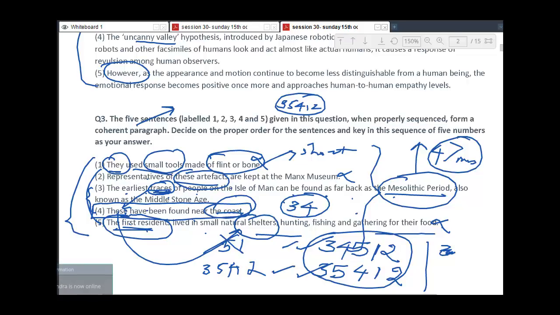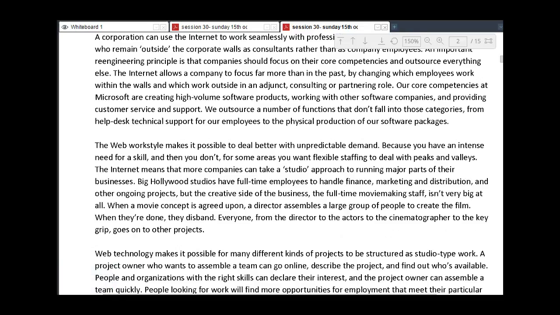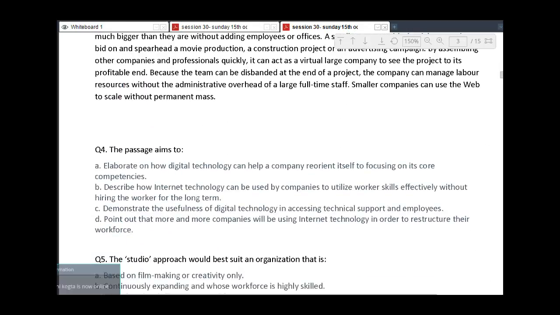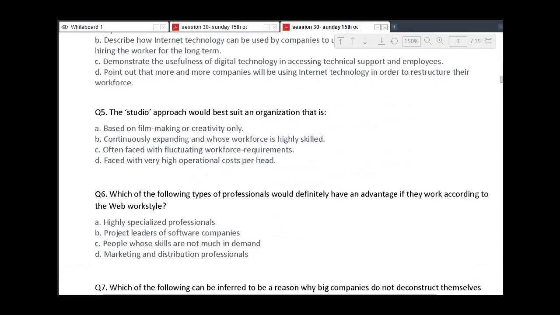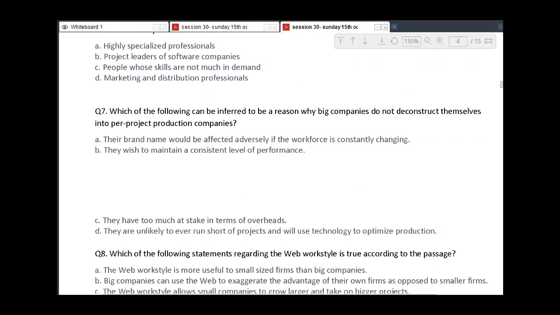So I will go to the next question, right? And the next question basically is the RC. So okay, I know that there is an RC which has question number 4, the studio approach. You can see after FFL.